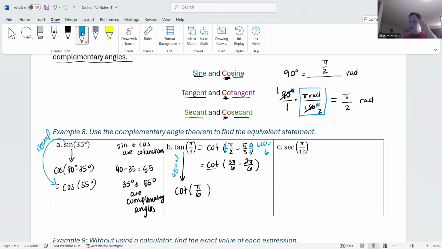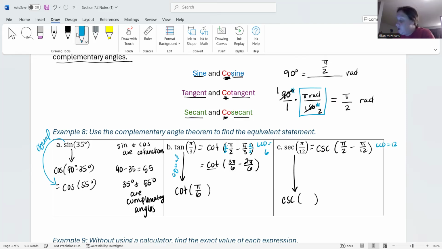Okay? Now let's do the same thing, but this time we have secant of pi over 12. Well, secant and cosecant are cofunctions. Okay? So we want to rewrite this as something with cosecant. Okay, but what? Well, secant of pi over 12 is equal to cosecant of 90 degrees, which we know is pi over 2, minus pi over 12.